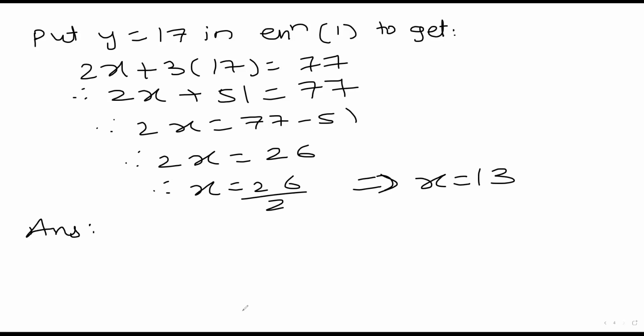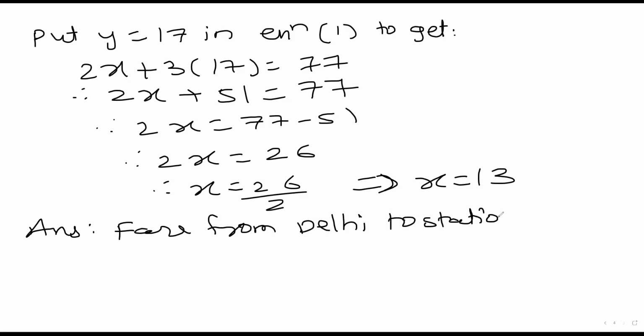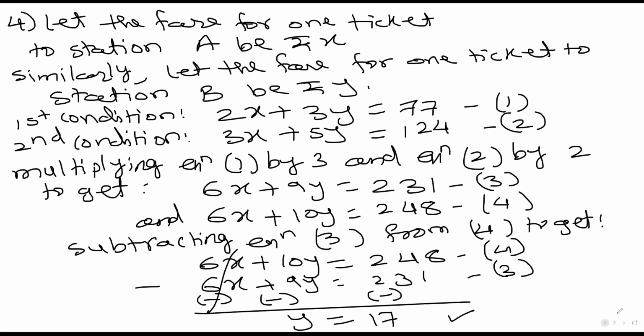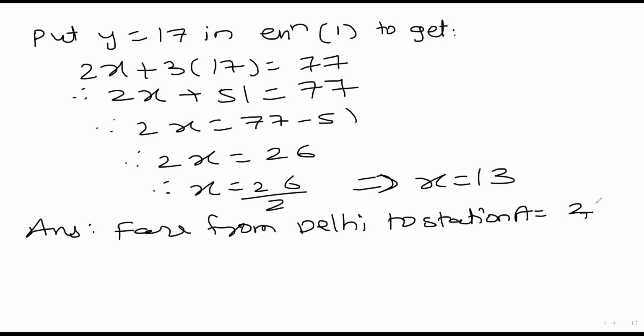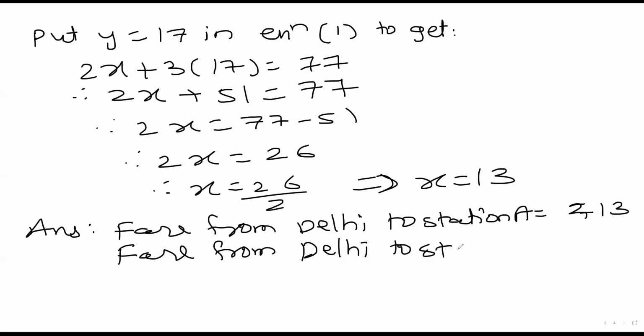Okay, write down the final answer. They want fares from Delhi to station A. Write down: fare from Delhi to station A is equal to, what was that? Rupees x. So that is rupees 13. And second answer, fare for one ticket, Delhi to station B, is how much? Rupees 17. That's all.